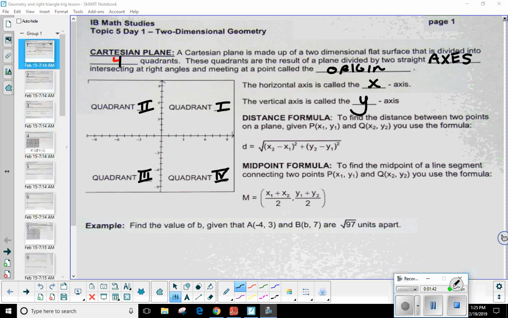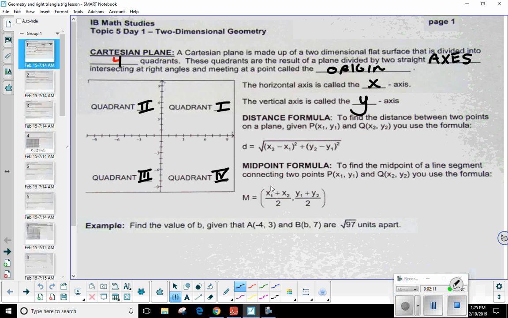So this first part I've already got filled in because this is just the basics, what you're going to see when you first go into geometry. We have the axes, the four quadrants, the origin, XY axis, all that good stuff. Let's get to the formulas. The distance formula, to find the distance between 2 points on a given plane, is the square root of the difference of the x's squared plus the difference of the y's squared, and the midpoint formula is basically the average of the x values and the average of the y values.